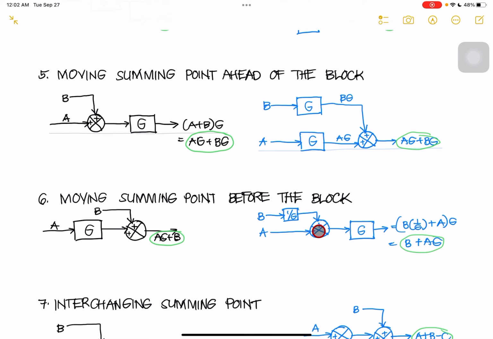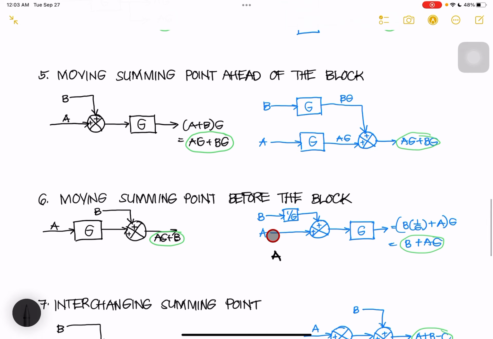So, A enters here, plus B times 1 over G, is equal to A, let's write it down, A plus B over G. That is the output here. Then when it enters this, it is multiplied by G, both. So, AG, then this cancels, plus B. So, this is again just the same as this. Okay?